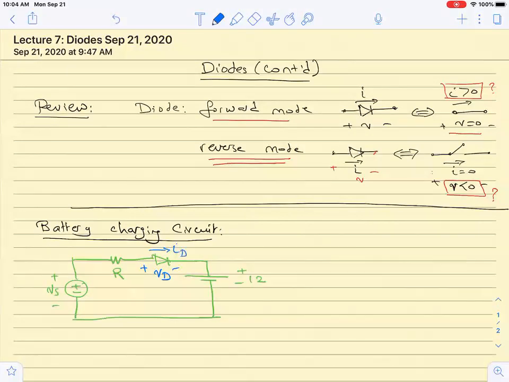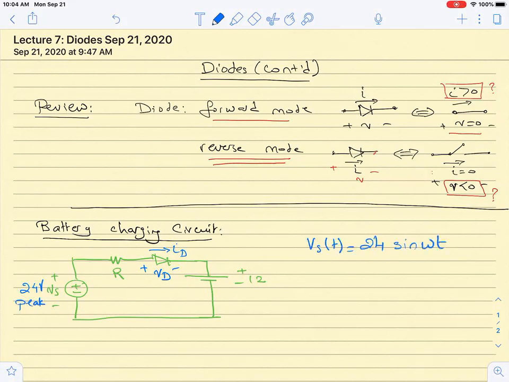Now Vs is sinusoidal, a sinusoidal signal which has 24 volts peak voltage. What does it mean that Vs has 24 volts? It means Vs of t is equal to 24 sine omega t. Now the battery is a 12 volt battery. So can we guess why we placed the diode in this direction?